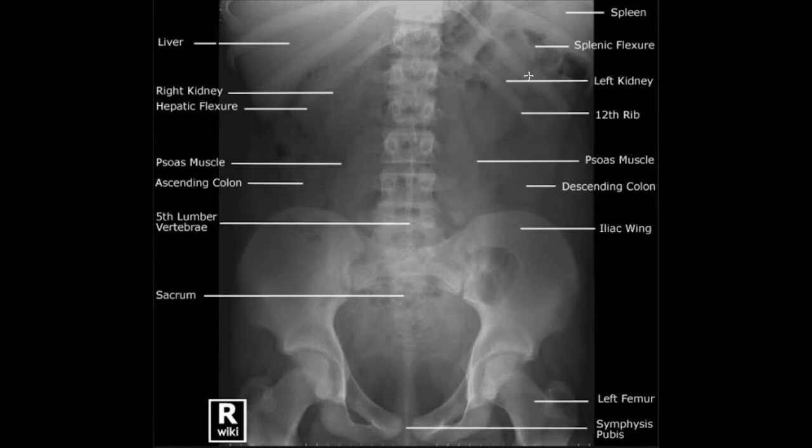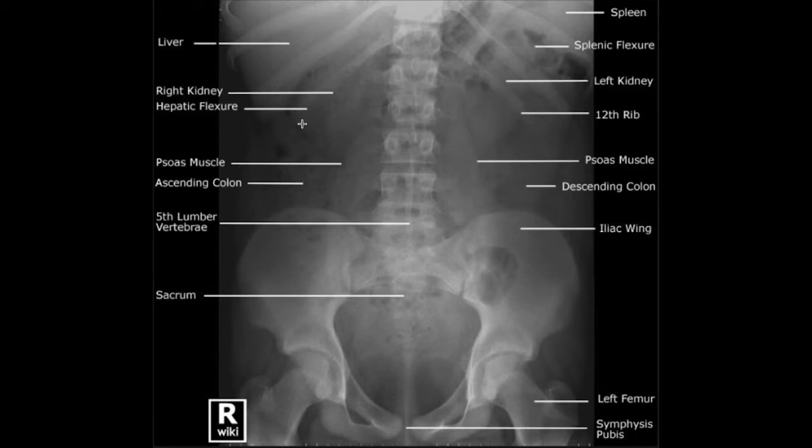So we all know that the right kidney is lower than the left kidney because of the position of the liver. So normally you can see here the base of the right kidney is a little lower than that of the left kidney.